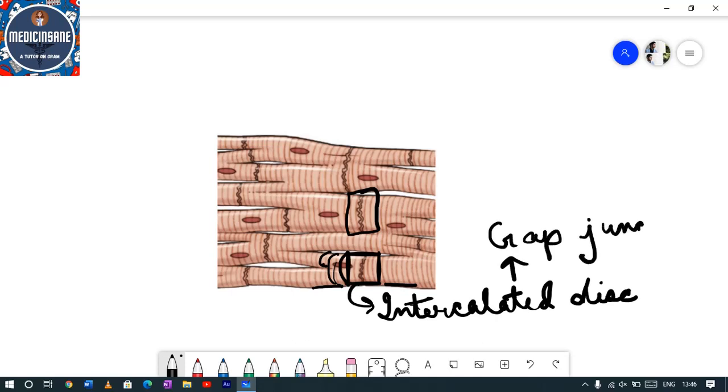Now, because it acts as a gap junction, it easily allows the flow of ions from one myocyte into another. Whenever an action potential strikes this myocyte, it is definitely going to allow easy transfer of ions from this myocyte to the adjacent one, so that the adjacent myocyte also gets excited easily. Now, this is necessary to work as a syncytium.